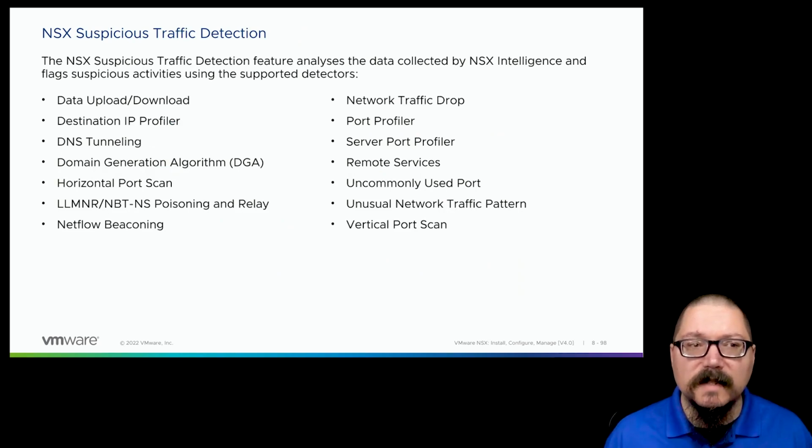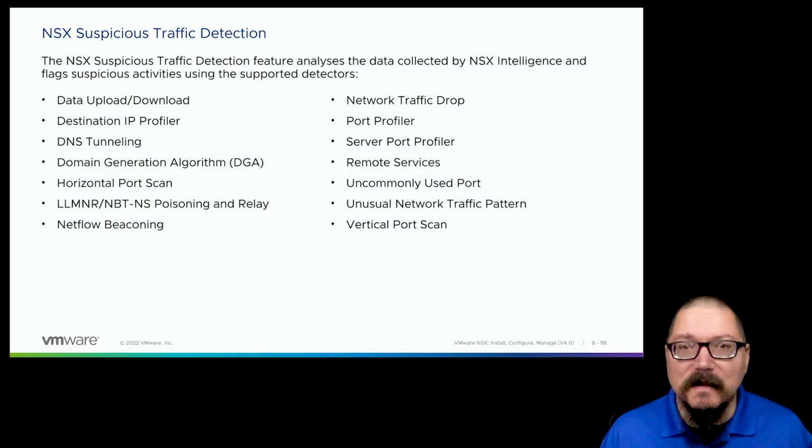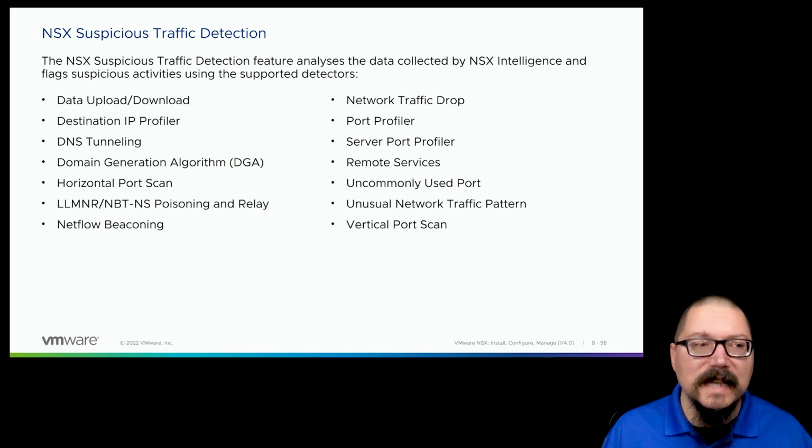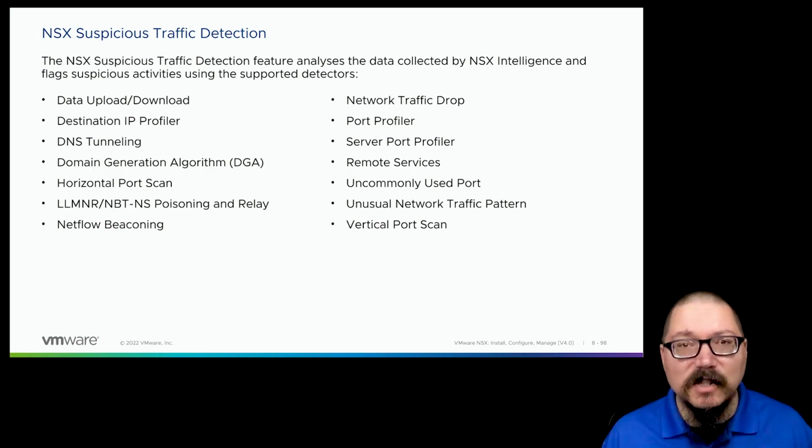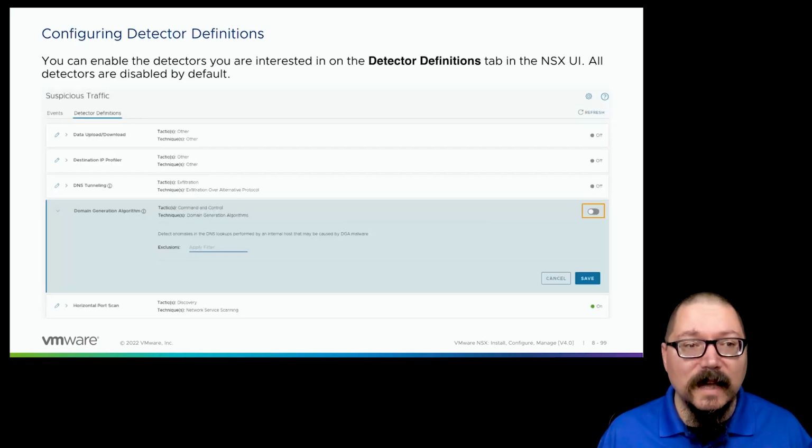Intelligence also provides us suspicious traffic detection. That's a mouthful. We've got all this flow data, all these flows we're seeing from virtual machine to virtual machine. Well, is there anything suspicious in there? Let's take a look. We can analyze this data and identify: are we seeing port scans? Are we seeing uncommonly used ports? Are we seeing suspicious traffic? Now, our suspicious traffic detection is only detection. It's only going to notify you. It's not going to actually block any of this traffic. So, we can come in and work with this.